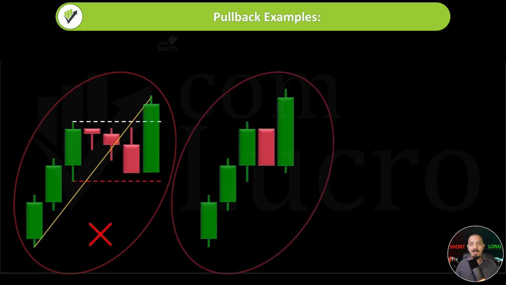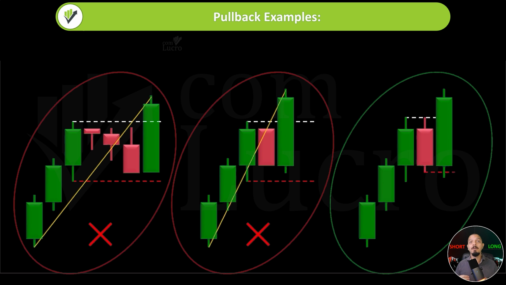The same applies in the second example. The market is bullish, but none of the candles have taken out the previous lows, meaning we don't have a valid pullback in this case either. Now, in the third example, notice how the bearish and bullish candles have equal highs. Here, if the price takes out the low of the bearish candle, that qualifies as a valid pullback.